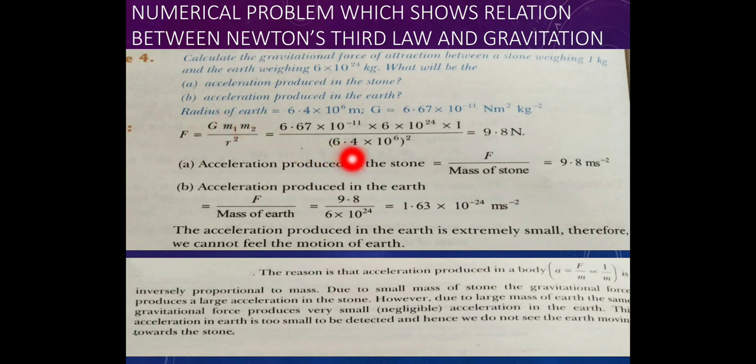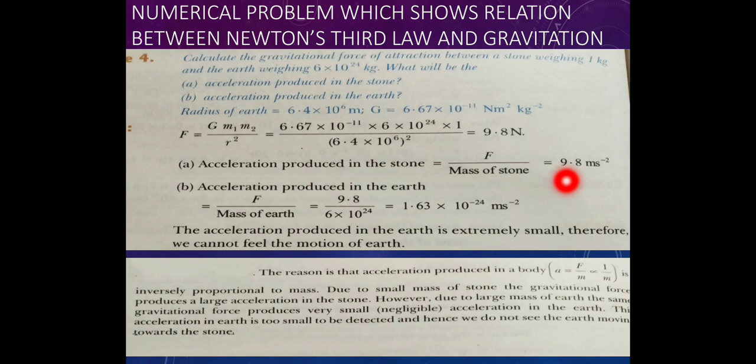So you will only write the radius of the earth, and then when you calculate, you will get 9.8 Newton. Now this is the value of force. Now for the acceleration produced in the stone, we know the formula of force, F is equal to m into a, mass into acceleration, and if you shift, then acceleration is equal to F upon mass. Then you substitute, what is F? 9.8. What is the mass of the stone? 1. So what is the acceleration on the stone? 9.8 meter per second square. This is the acceleration due to gravity.